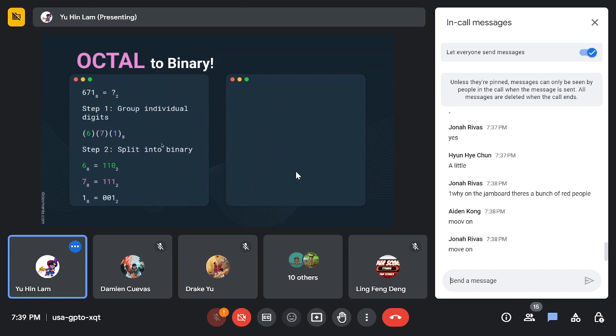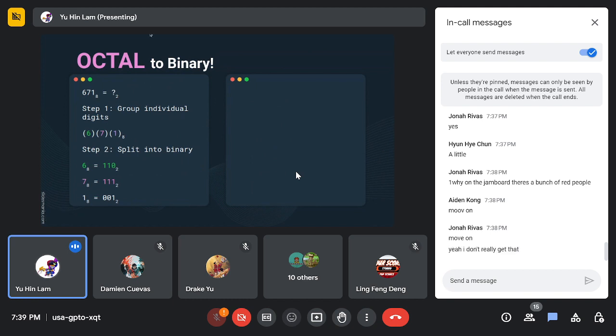So do you guys know how we got these numbers? Do you guys understand how to convert octal to binary, this part? Yeah, it's okay. It's understandable. So I would suggest maybe first try converting the octals into decimals and decimals into binary.